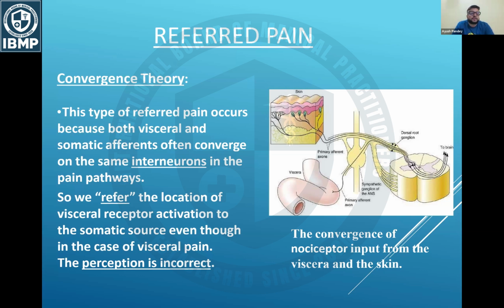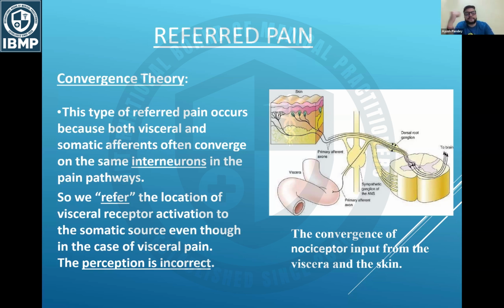So what exactly is happening here? Visceral afferents come from the internal organs, and somatic afferents come from the skin and muscles. They converge on the same interneurons in the spinal cord pain pathway. Because of this common sharing of the pathway, the brain, which is the transformer, cannot distinguish whether the signal is coming from the skin or muscle or from the organ. So the brain becomes confused, and it refers the pain to the somatic skin or muscle.